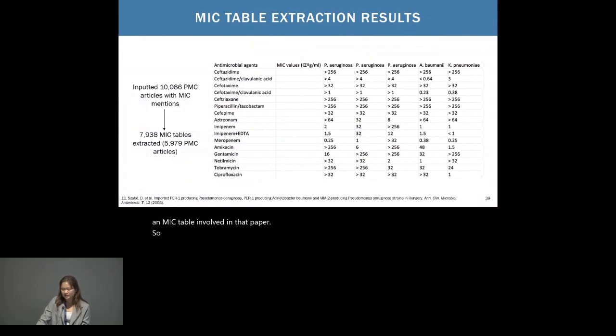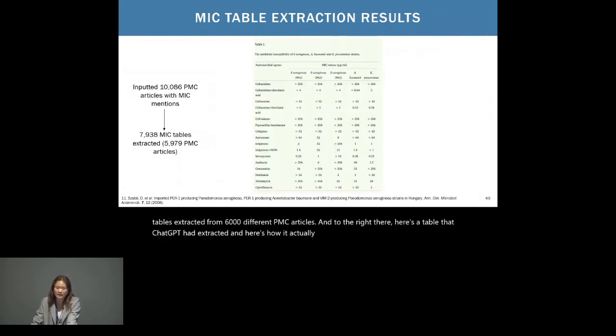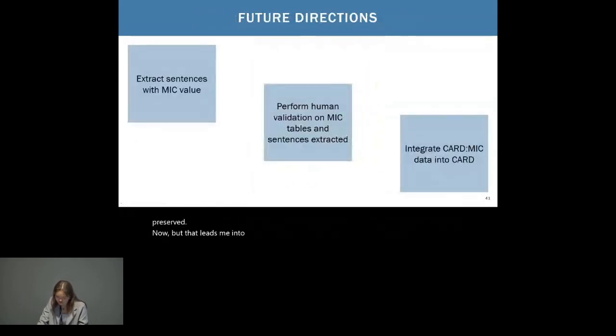So I inputted the 10,000 articles with MIC mentions, and ChatGPT gave me almost 8,000 MIC tables extracted from 6,000 different PMC articles. And to the right there, here's a table that ChatGPT had extracted. And here's how it actually looks in PubMed Central. So at a glance, it looks like it's not hallucinating, which is good. The actual table contents are preserved. But that leads me into my future direction.